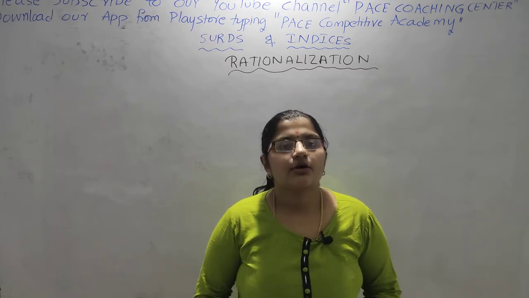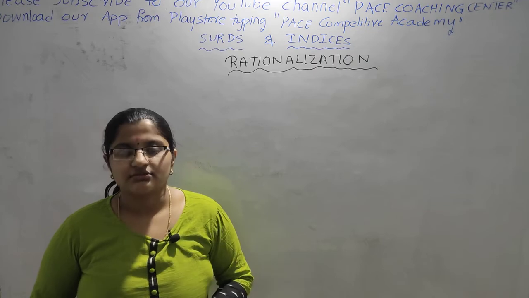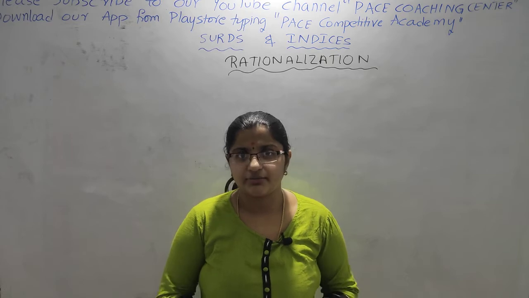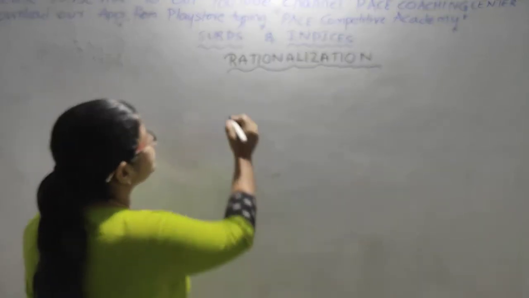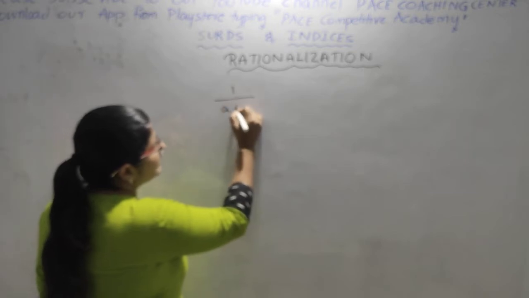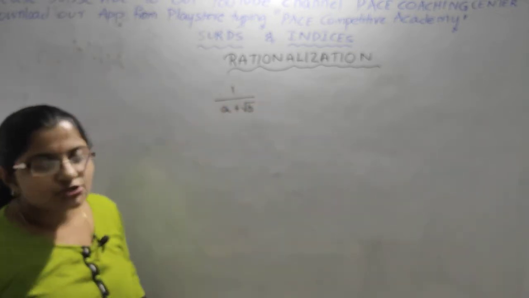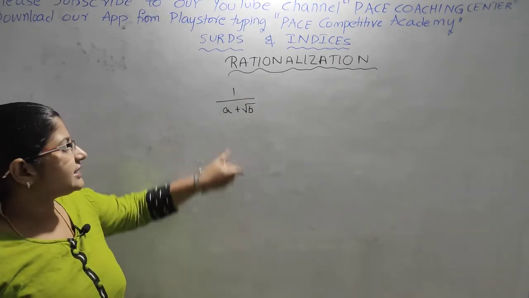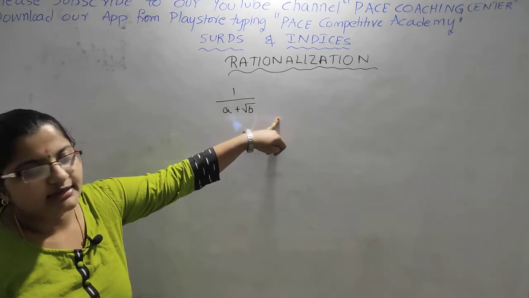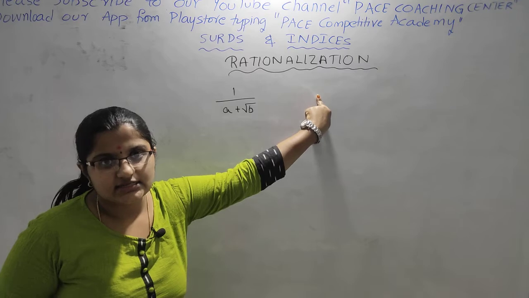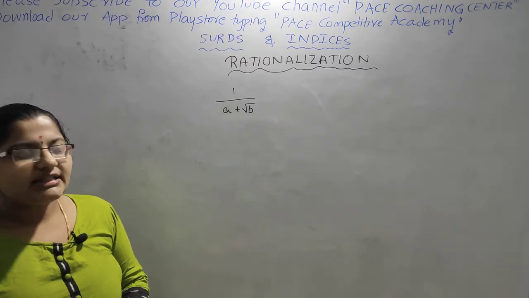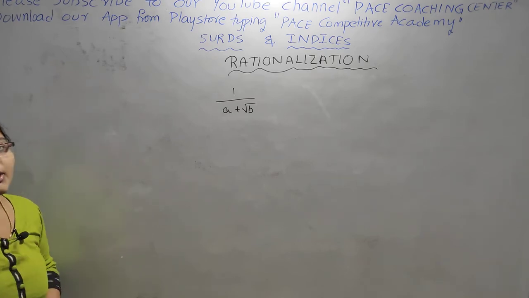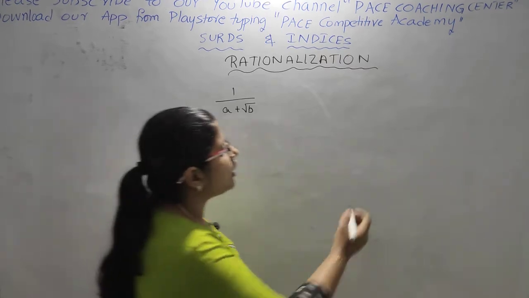Today we are going to discuss rationalization. What is rationalization? Rationalization is nothing but simplifying the denominator, guys. For example, suppose I have 1 by a plus root b. I need to simplify 1 by a plus root b. In order to simplify the denominator, we will be using a method known as rationalization of the denominator. In this rationalization, we need to know what is meant by a conjugate. What is a conjugate?